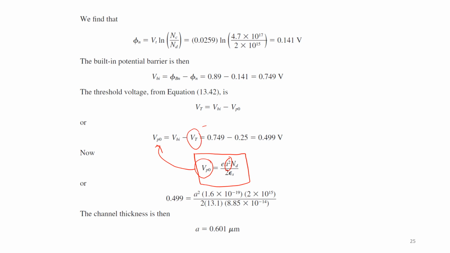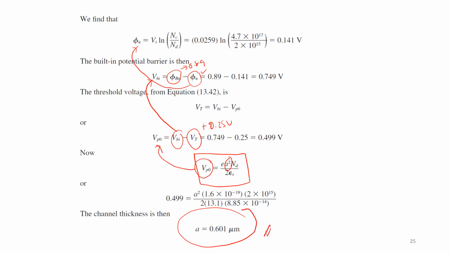We know that VT is given, which is positive 0.25 volt. But what is VBI? VBI can be found using this equation, which is equal to VBN minus Vn. They have given the value of VBN, which is equal to 0.89. Now we can find Vn from this equation, which is Vt ln of Nc over Nd. Once we find the missing value Vn, we can find VPO, and then we can get the channel thickness value here.